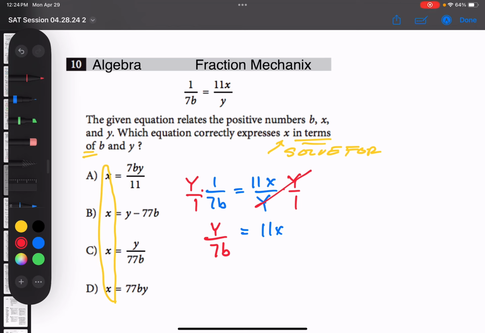Got it? Now, I'm going to solve for x. What do I do with the 11? I'm going to divide both sides by 11, which means I'm going to divide the other side by 11 also. You see what happens? These guys will cancel out.